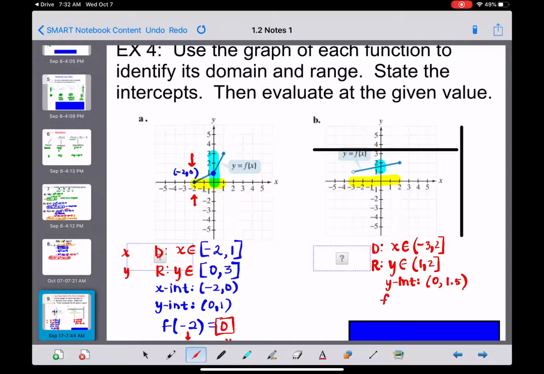And then the last part is evaluating. So in this one, we're going to evaluate for f of 2. So again, 2 is the x value. So if I go to 2 on the x, I want to know what the y value is. So this is the point (2, 2). So the y value is also 2. So that would be our answer there. f of 2 would be equal to 2.